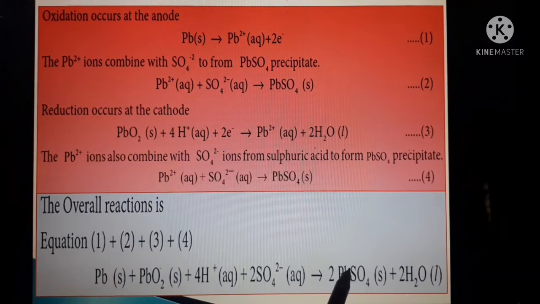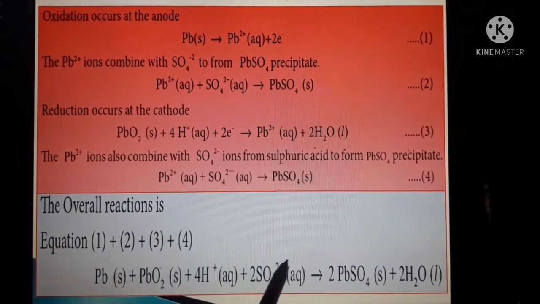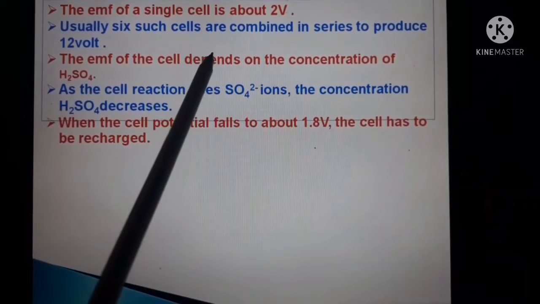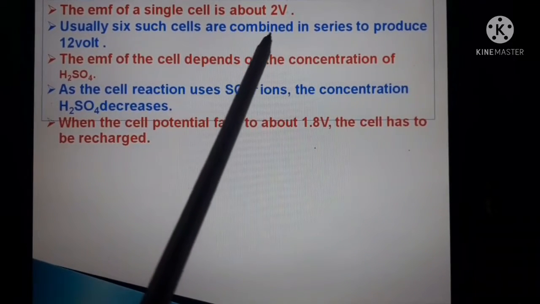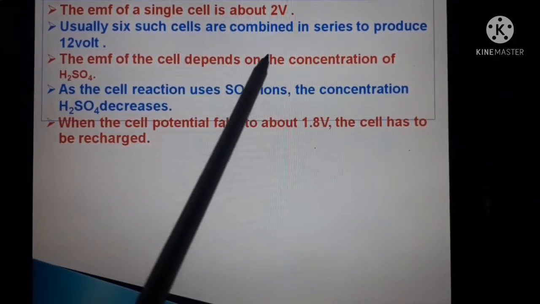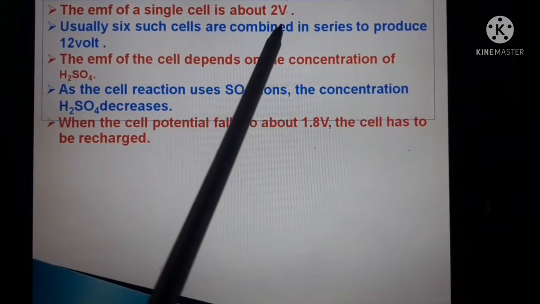These are the overall reactions from 1, 2, 3, 4. Okay. Now, the EMF of the single cell is about 2 volt. Underline it. This is a very important 1 mark question in the NEET exam also. EMF of the single cell is 2 volt.